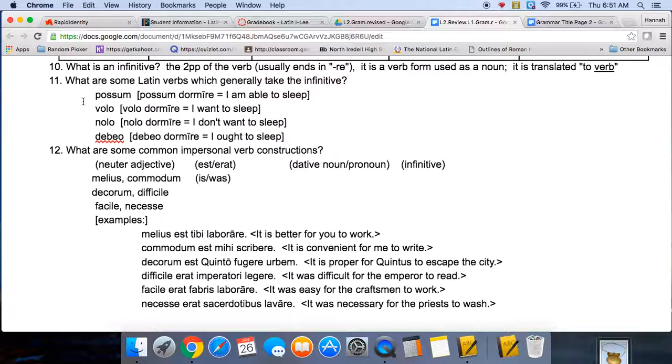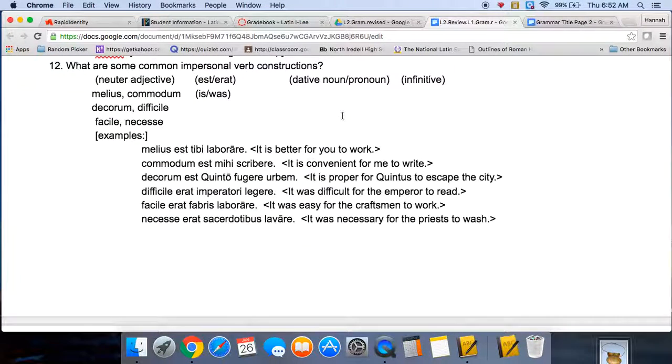In Latin, there are several verbs that like to take the infinitive. So you have possum, volo, nolo, and debeo. And then you have some examples. You can read over this without me having to read it to you. Also, here, number 12, you can see common impersonal verbs that like to take the infinitive too. You might want to write down the meanings.